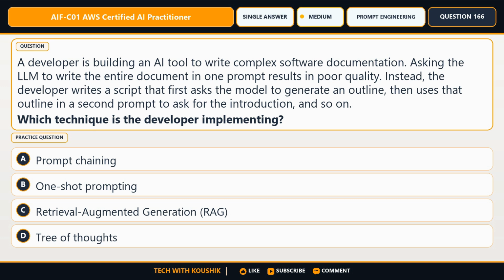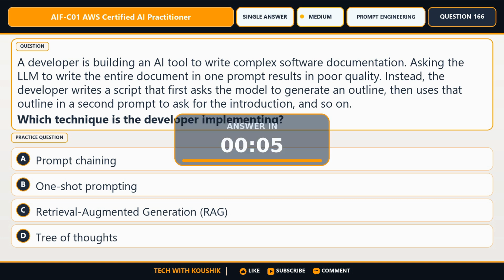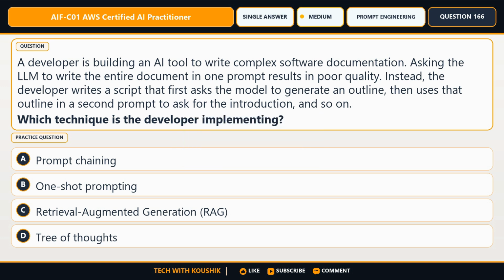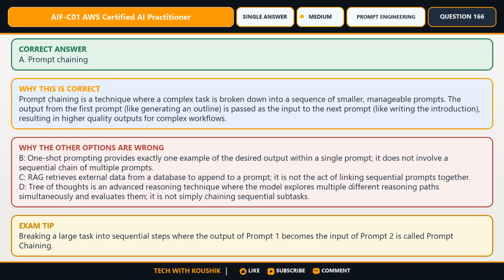One-shot prompting. Choice C. Retrieval augmented generation, RAG. Choice D. Tree of thoughts. The required response is A. Prompt chaining. The decisive reason is prompt chaining is a technique where a complex task is broken down into a sequence of smaller, manageable prompts. The output from the first prompt, like generating an outline, is passed as the input to the next prompt, like writing the introduction, resulting in higher quality outputs for complex workflows.